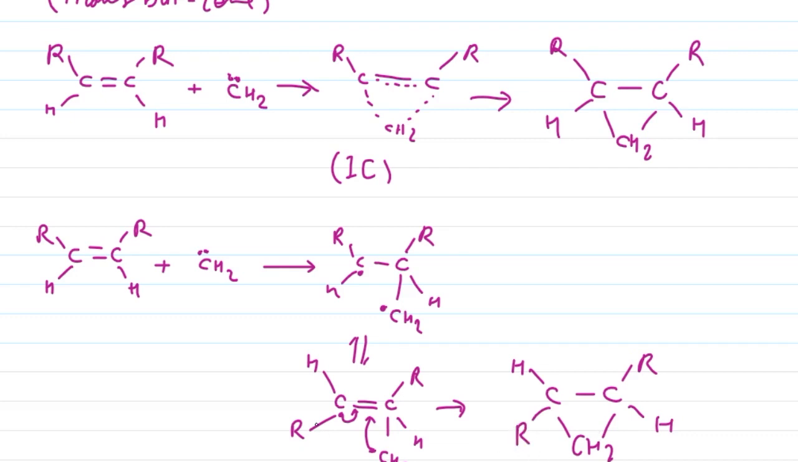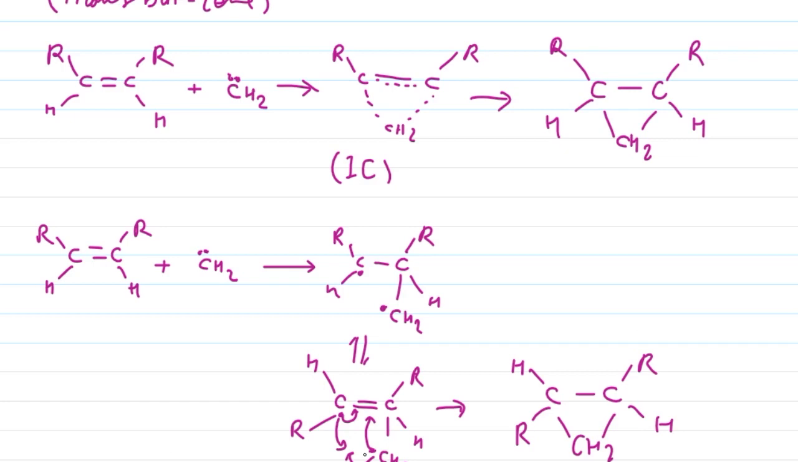In this case the radicals present on both the carbon form this type of bond and make a circular ring type structure. This is our final product.